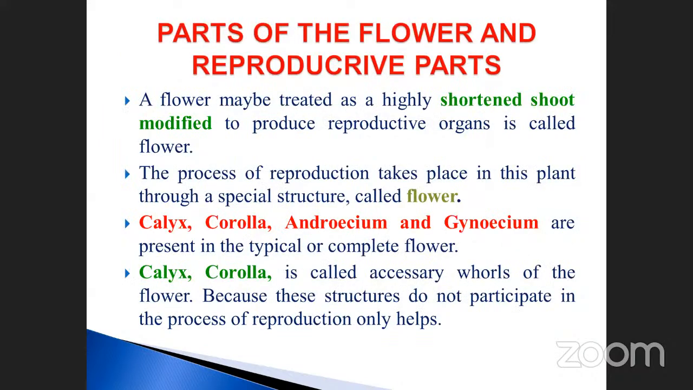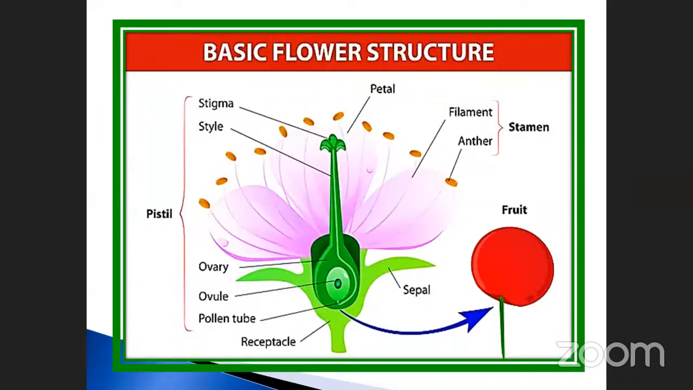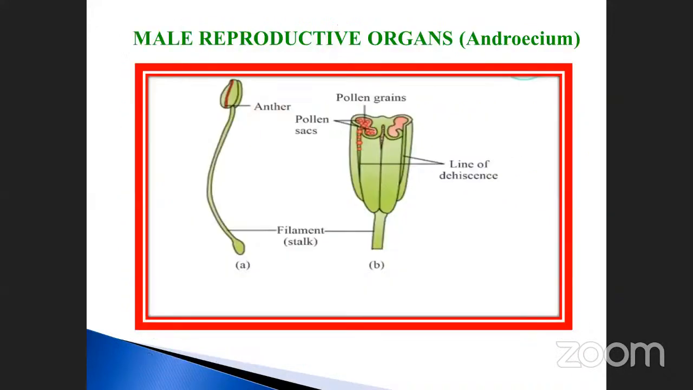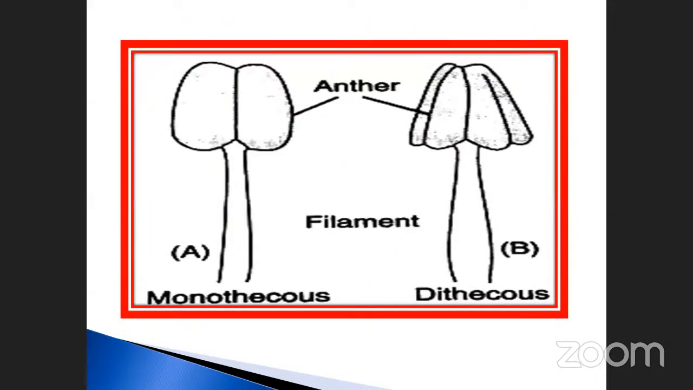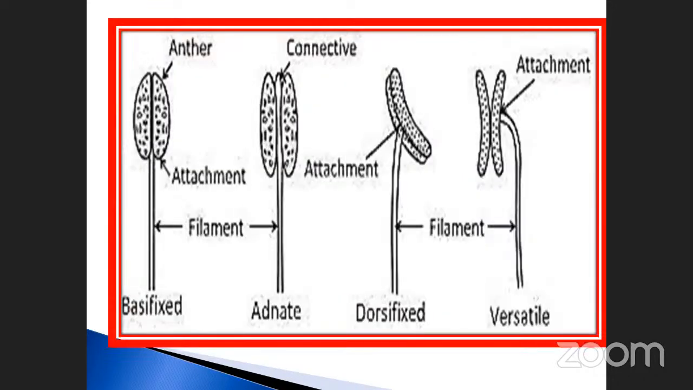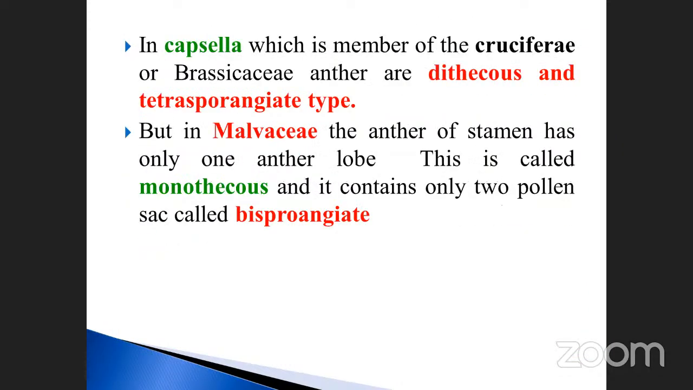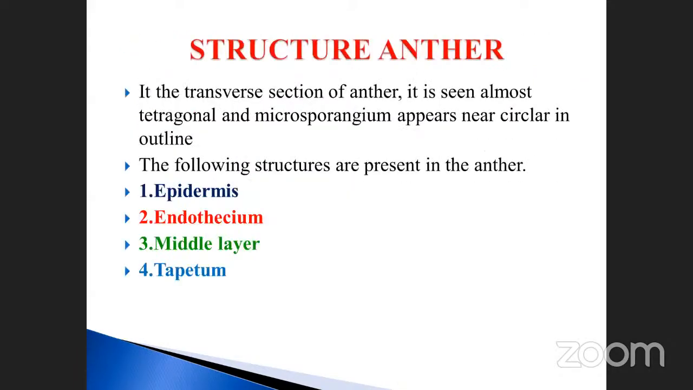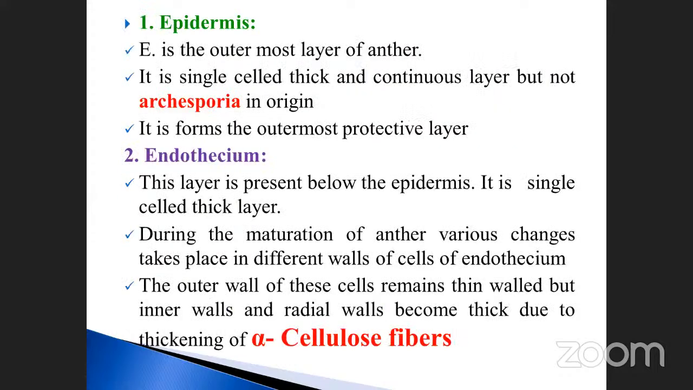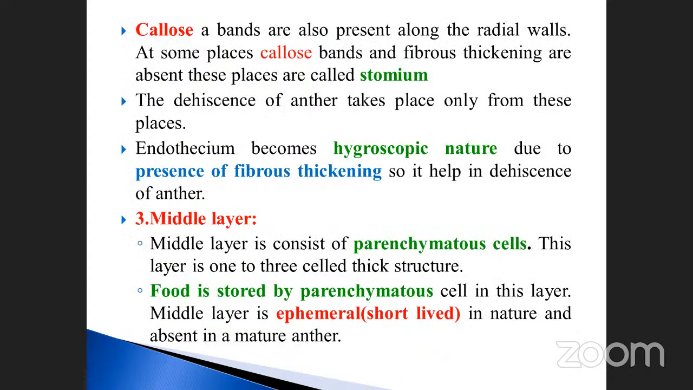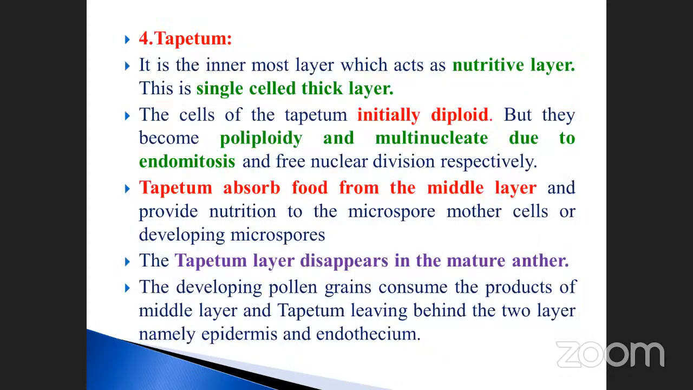See, parts of a flower we already discussed. And the male reproductive organ, the anther, we already discussed. What are the parts? What is meant by monothecous? What is meant by dithecous? How are they attached to the anther? What type of tissues is it made up of? And the structure of the anther: epidermis, endothecium, middle layer, and tapetum, isn't it? Each one has a specific function.